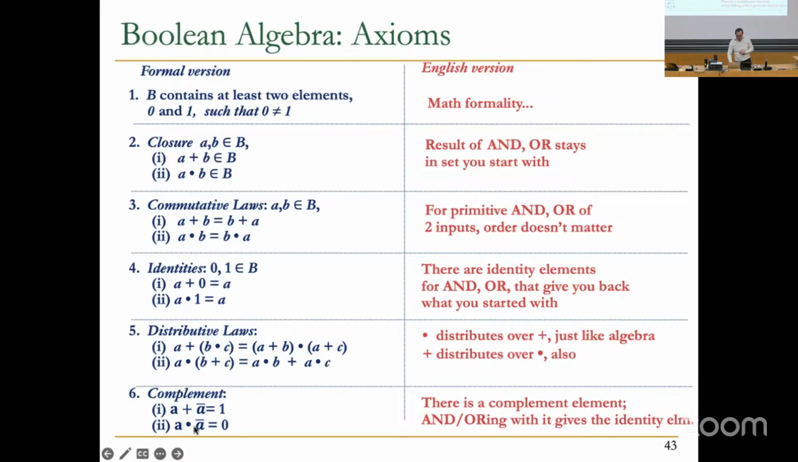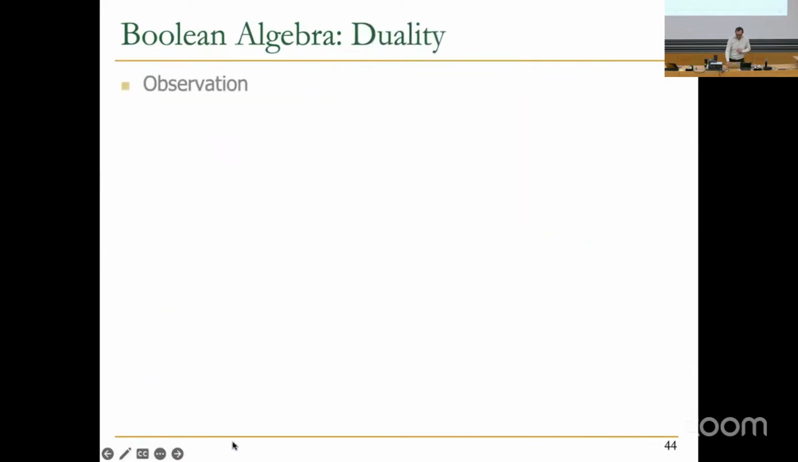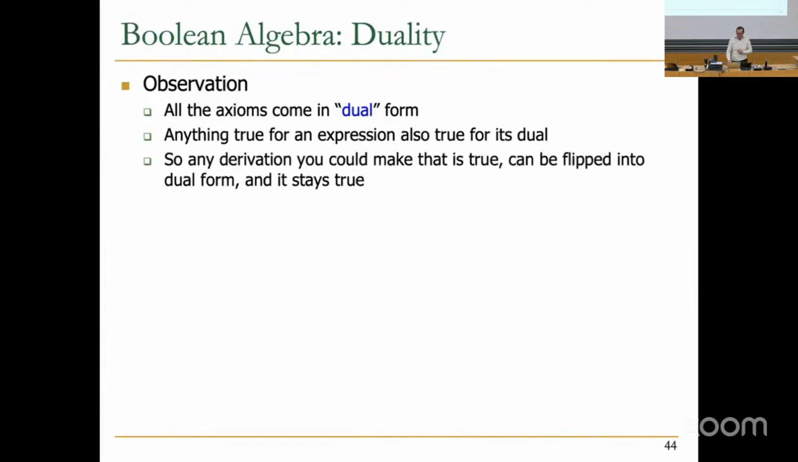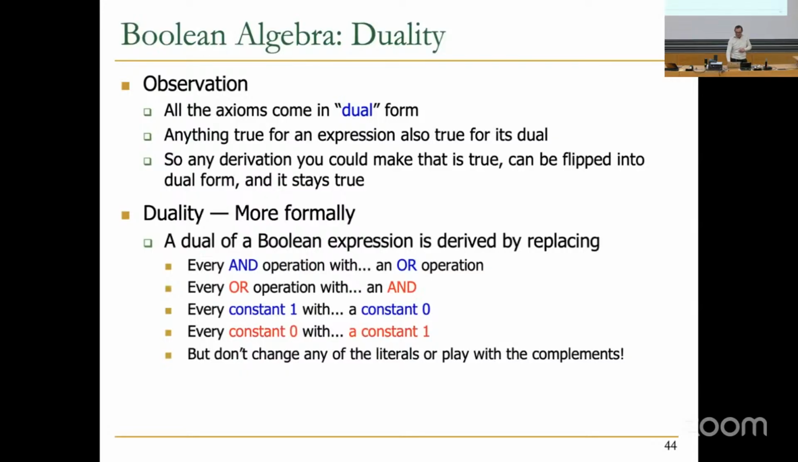And A bar cannot be true at the same time, right? Basic logic again. So duality, how many people have seen duality before? Maybe. All the axioms come in dual form. Anything true for an expression is also true for its dual. So any derivation that you could make that is true can be flipped into a dual form, and it stays true. So more formally, this is what you do.